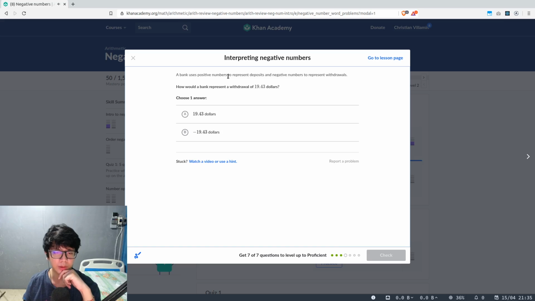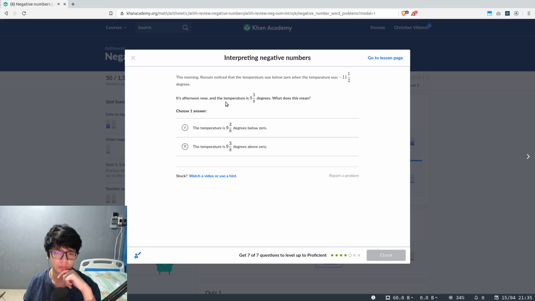A bank uses positive numbers to represent deposit. Withdrawal. This morning, Romain noticed that the temperature was below 0 when the temperature was negative 11 and 1/2 degrees. It's afternoon now and the temperature is 938 degrees. What is that? Why are we doing? We're dealing with fractions, mixed numbers, and it hasn't even thought yet. But okay. Temperature is above 0.